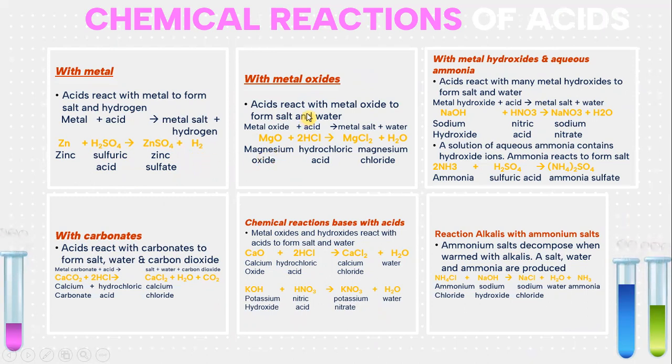When acid reacts with metal oxide, it forms salt and water. The example given here is magnesium oxide, which is a metal oxide, plus acid. The acid given here is hydrochloric acid, 2HCl, to form the metal salt MgCl2, magnesium chloride, plus H2O, water.